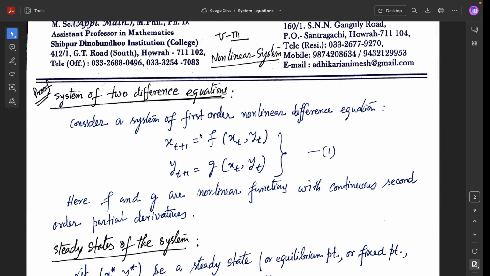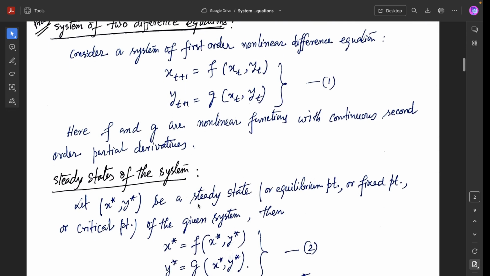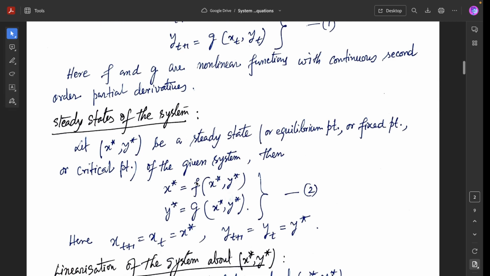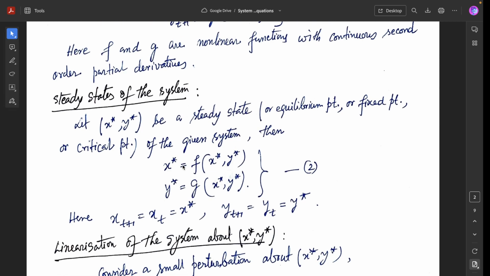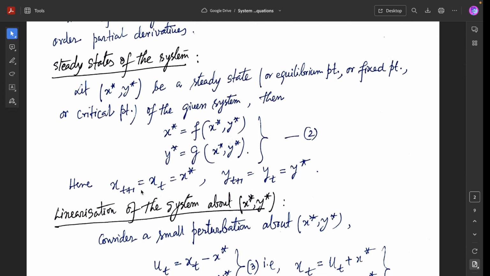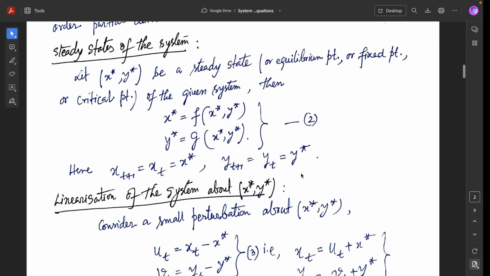This is the first order nonlinear difference equation. This system is this, and (x*, y*) is a steady state. Obviously, x* = f(x*, y*) and y* = g(x*, y*), if (x*, y*) is a steady state of the system. Here x_{t+1} = x_t = x*, and y_{t+1} = y_t = y*.